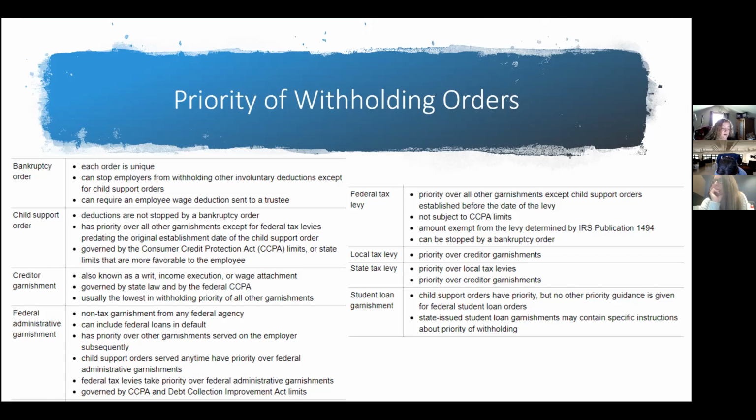That's pretty much huge. Federal administrative garnishments are non-tax garnishments from any federal agency. They can include federal loans. They have priority over other garnishments served on the employer subsequently. Child support orders served anytime have priority over these federal garnishments. So again, child support is king. They come above these.